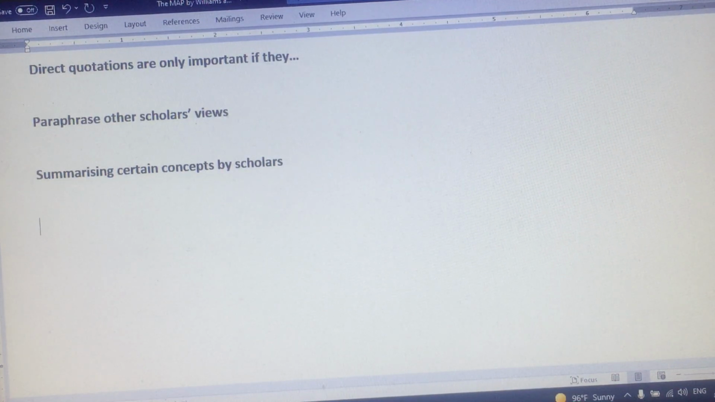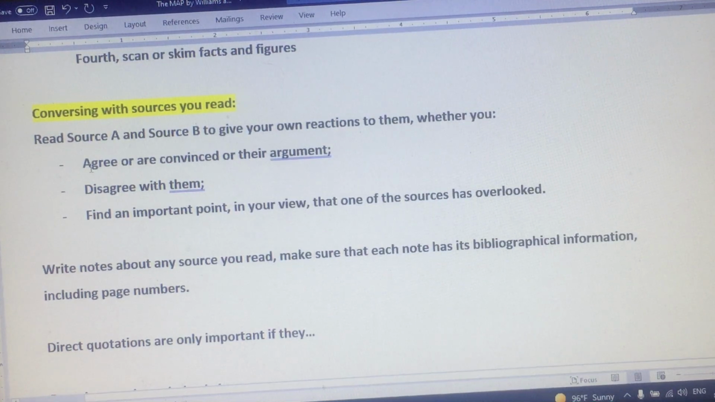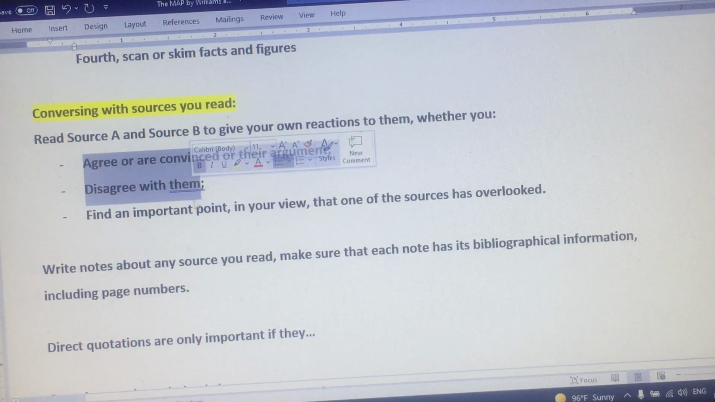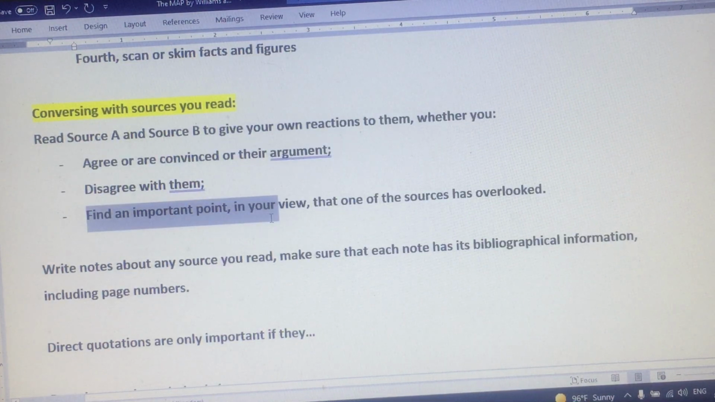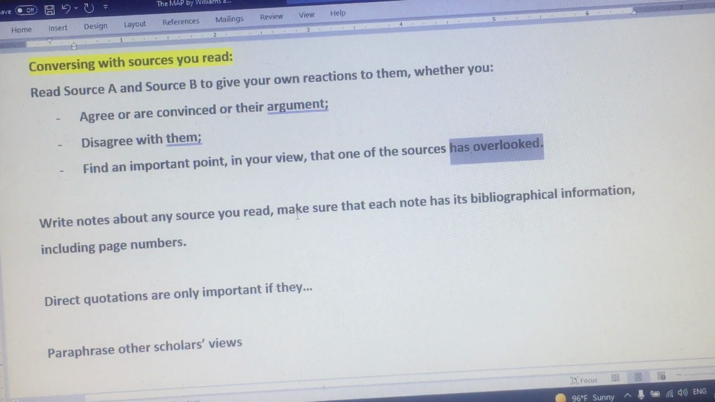And as I said earlier, you have to agree or disagree with what they are saying. It's not only copying and pasting. You need to express your own opinion, whether you agree with one or disagree with another. And not only that, but if there is an important point which they did not emphasize or have overlooked, and you want to elaborate on or focus upon it, you can. And that is how you read a text and how you converse with the sources that you read in a book or in a journal.